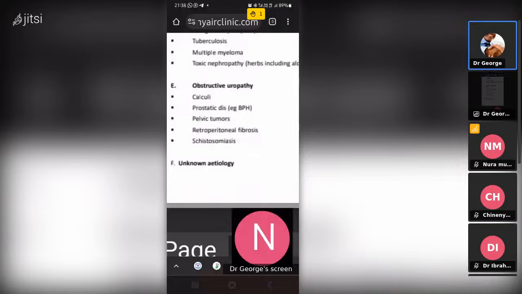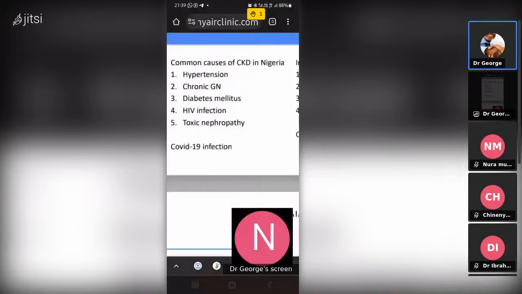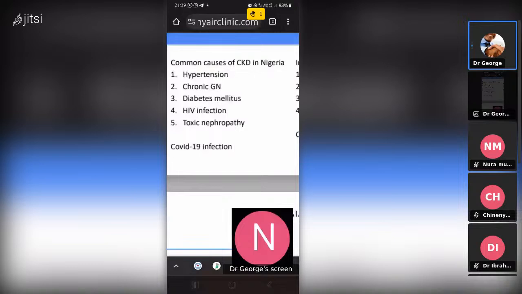Like we know, people drink a lot of herbs. So if you are taking a history for a patient with renal disease in Nigeria and you are not capturing these causes, at least these top five causes, and now recently we have COVID-19 as a major cause, then you haven't really done anything useful for the patient. Then in the US, diabetes mellitus tops the list, followed by hypertension, CGN, and cystic disease. Then COVID-19 coming in there.